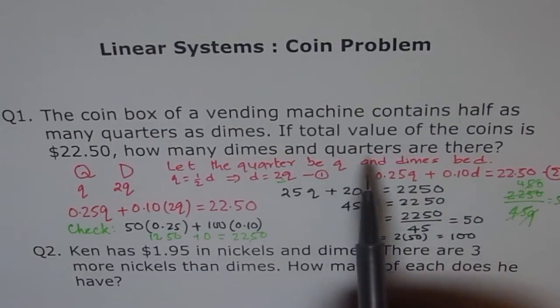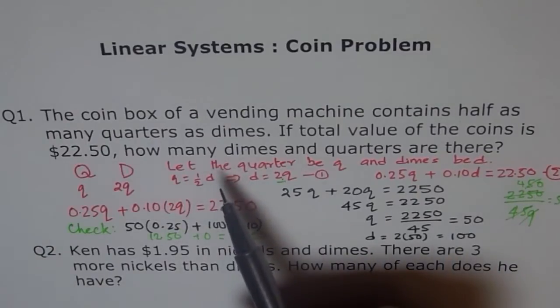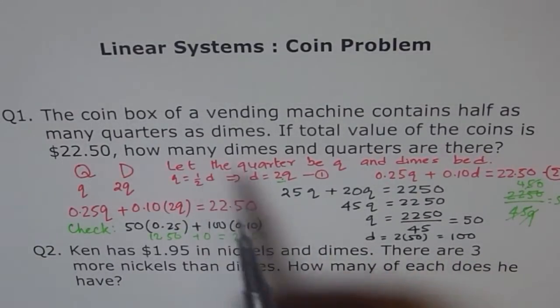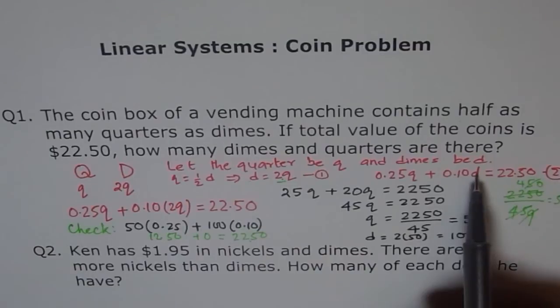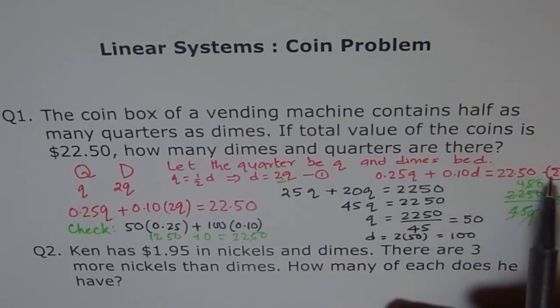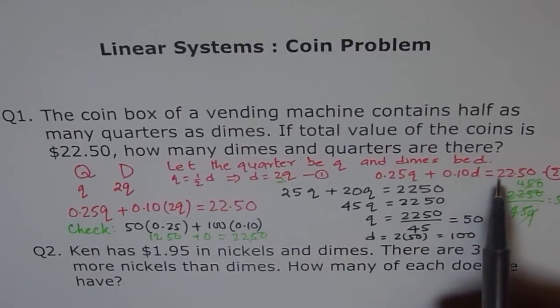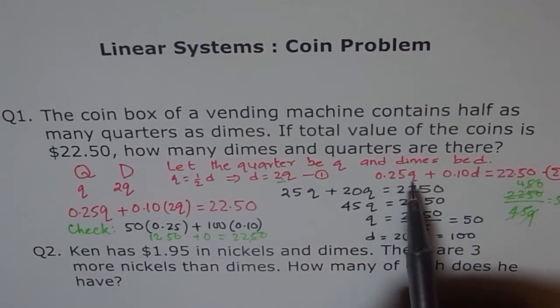Total value, how do you find value? If there are Q quarters, then what is the value of that? Times 25 cents, because each quarter is worth 25 cents, right? So the value of our money is 25 cents times Q plus 10 cents times the number of dimes, right? Okay, now this is our second equation, and this is equal to $22.50. Makes sense, right?